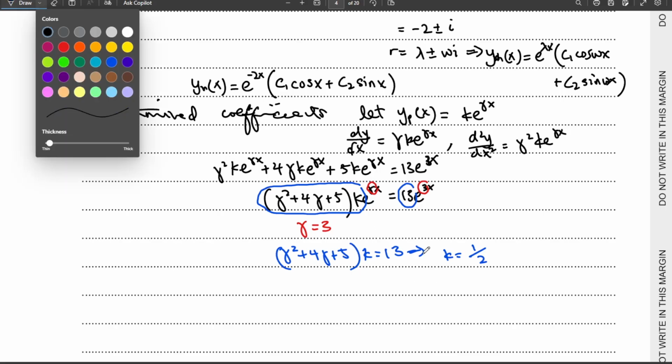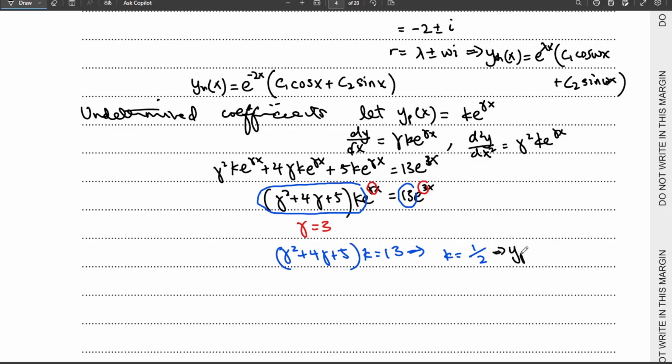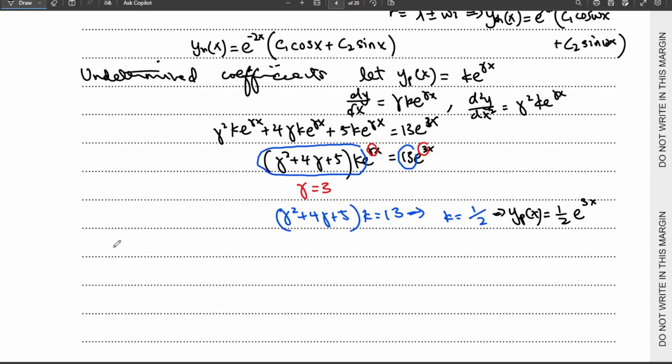Okay, so therefore the particular solution gives us half of e to the... wait, k is the one in front, right? Yeah, half e to the 3x. Okay, so this is our particular solution. Now all we need to do is write the complete general solution of y of x, using the principle of superposition. The solution will be the sum of the homogeneous and the particular parts.